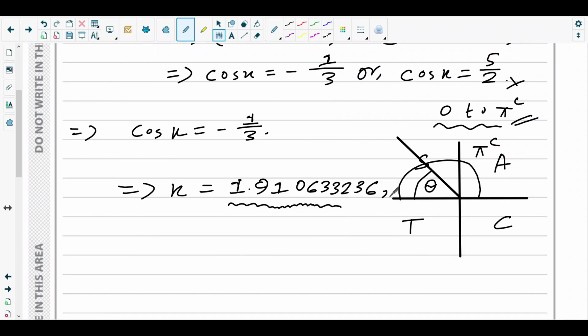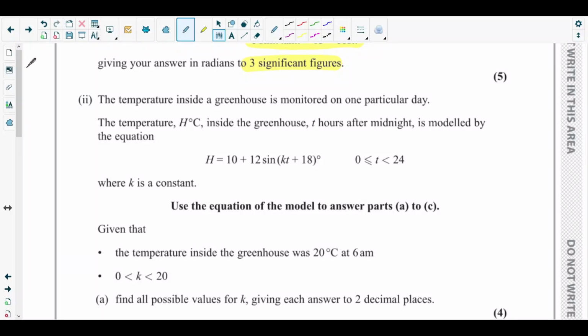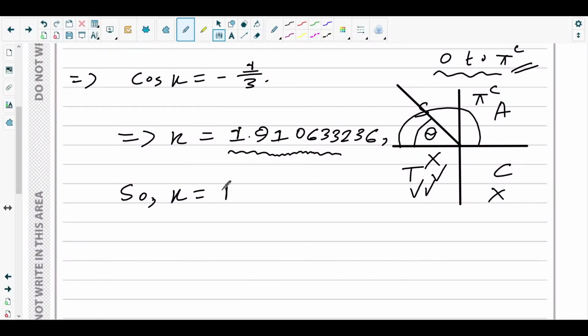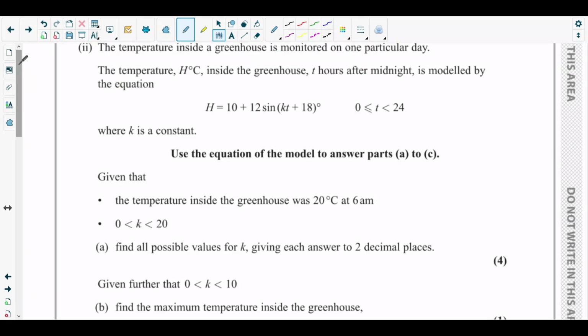Okay, since the range is from 0 to pi radian, there is only one possible value, which is 1.91. Because in this quadrant cos theta is positive, and if you consider the other quadrant, it is greater than pi radian, so it's not acceptable. It lies outside the given range for x. The only possible value for x, up to 3 significant figures, is 1.91 radian, and that's the answer for part 1 of question number 8.